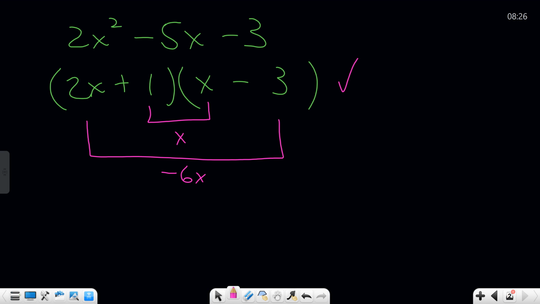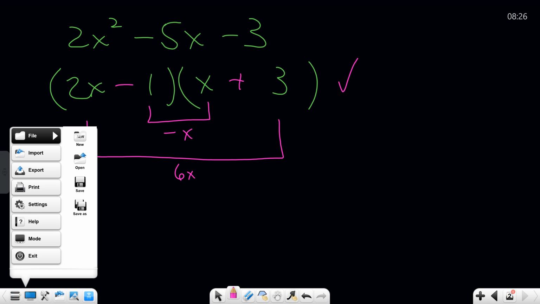Okay. Now, what if it didn't work out? Well, I'm going to continue with the pink here. Let's suppose he said, oh, let's put the minus here and the plus here. When we do the OI, we would have negative x and 6x, and 6x plus negative x is positive 5x. No good.